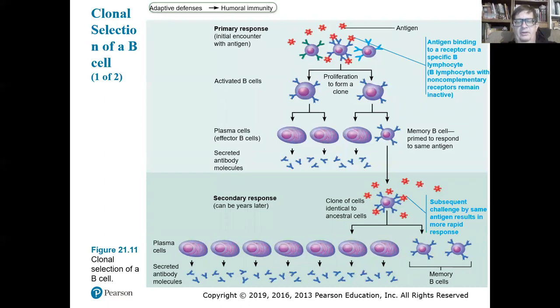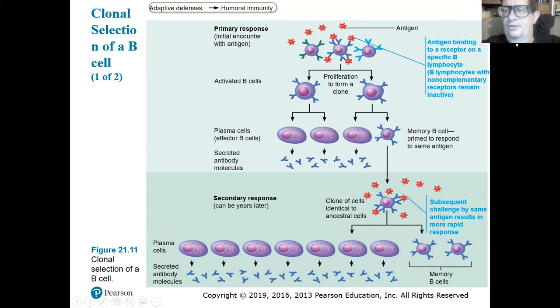Here is a picture. Antibodies are out there and an antigen binds to them. This is one of two. Okay, so antigen binding to a receptor on a specific B lymphocyte, talking a memory cell.